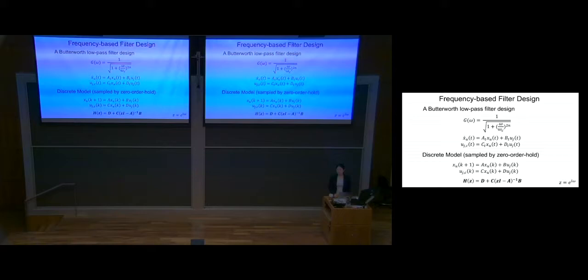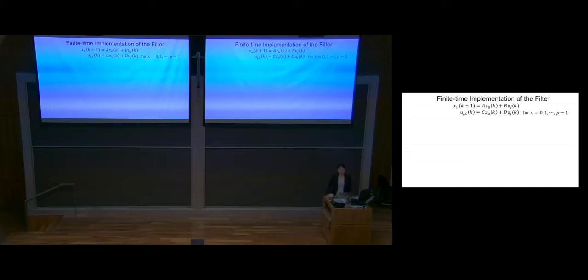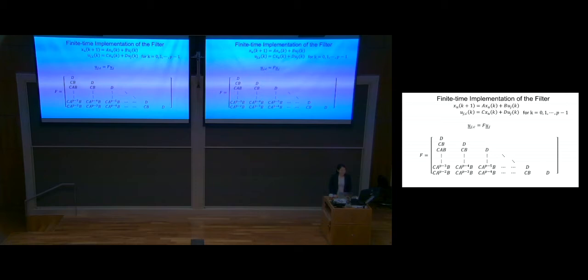And now we implement it in ILC and filter a finite time trajectory. This is similar to how we write the Toeplitz P matrix for the system earlier. We can write an F matrix, which is also a Toeplitz matrix, to represent the filtering process. u_j is the original commands, and u_j^f is the commands after filtering for the entire trajectory.